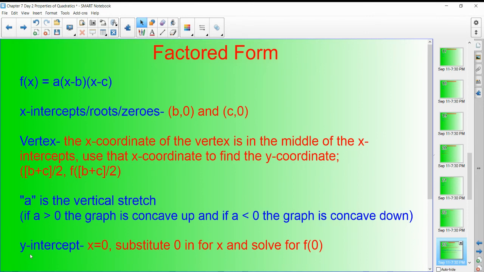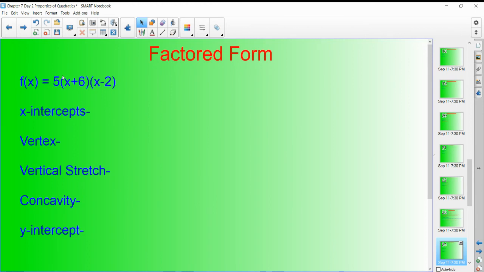So here we go. Here's an example problem that we're going to do together. For x-intercepts, I need to figure out what x value would make each parenthesis 0. So if I put a -6 in this first parenthesis, -6 plus 6 is 0, so (-6, 0) is one of my x-intercepts, and (2, 0) is one of my x-intercepts.